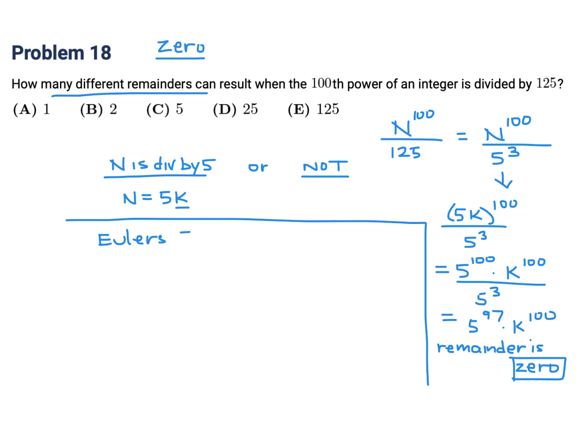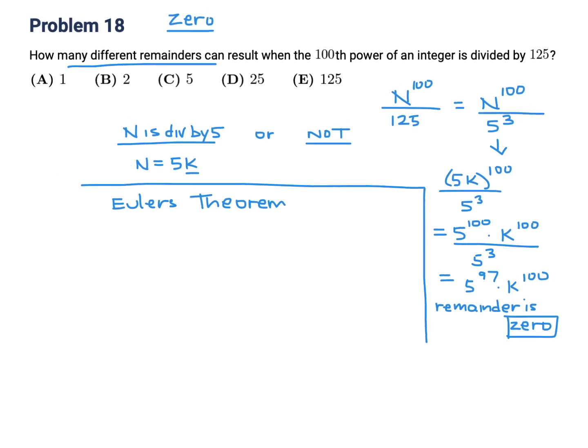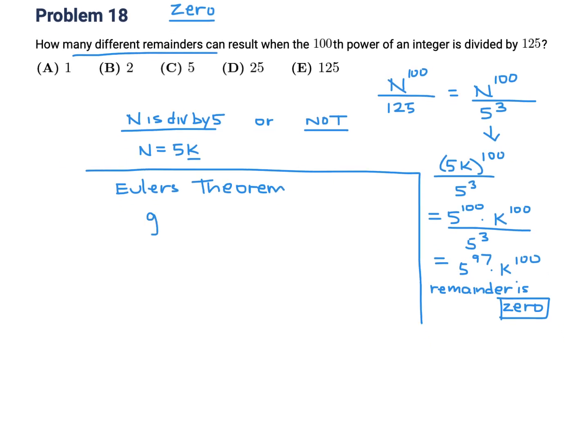So let me explain it to you. Euler's theorem. Okay, so it says that if the greatest common divisor of two numbers, a and n, is equal to 1, then a to the power of phi of n, this is called phi, however you pronounce it, is equivalent to 1 mod n. So I'll explain with an example.